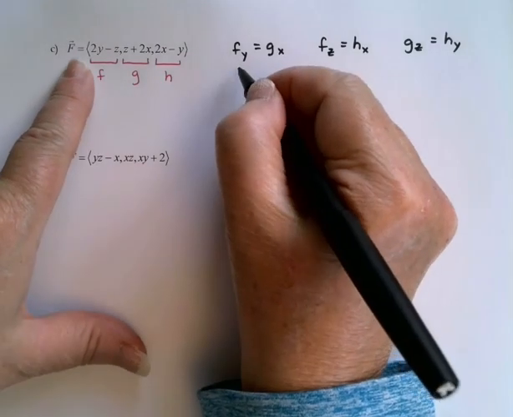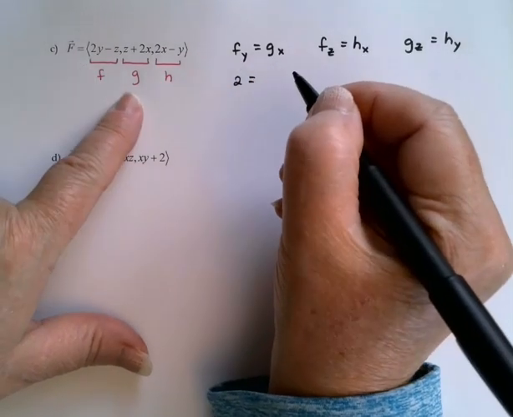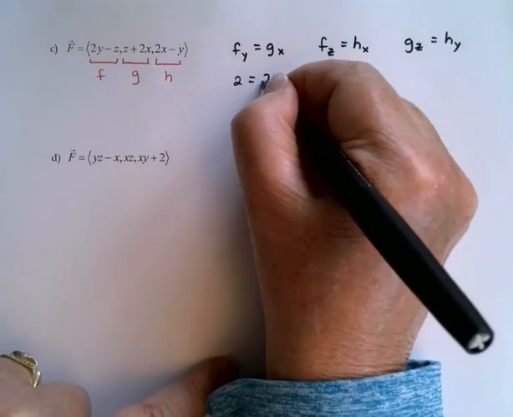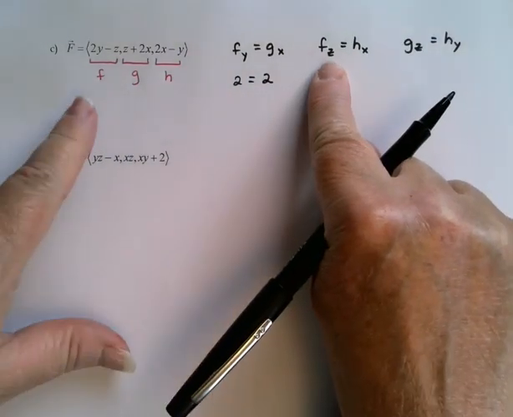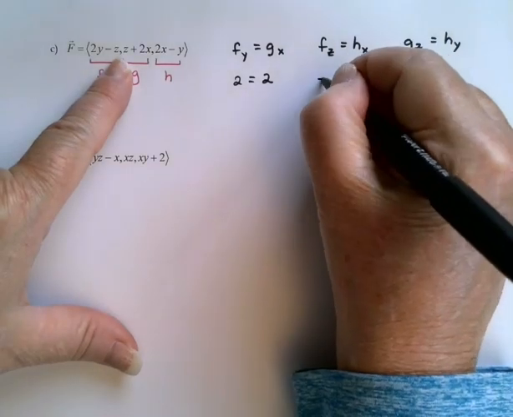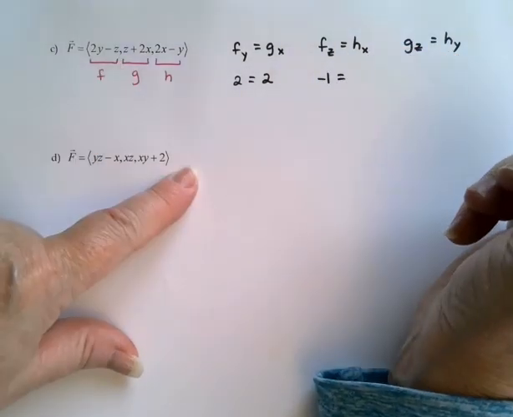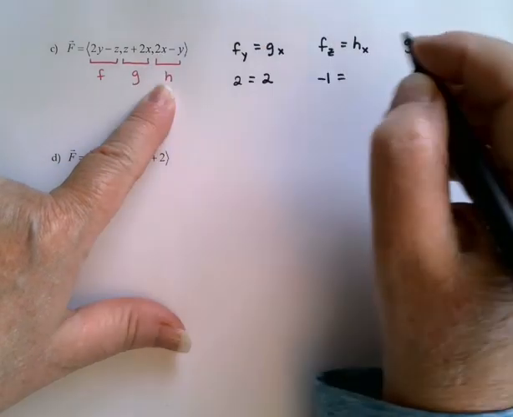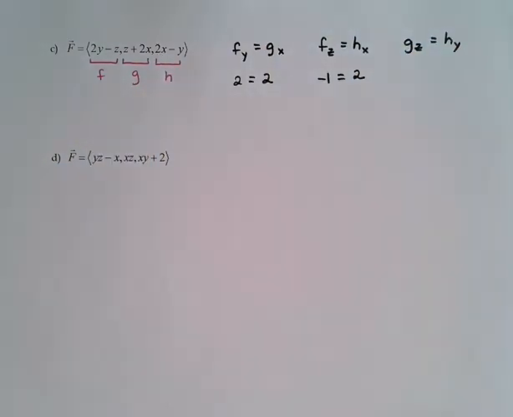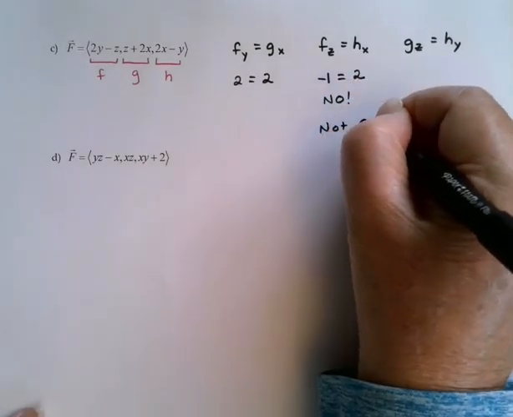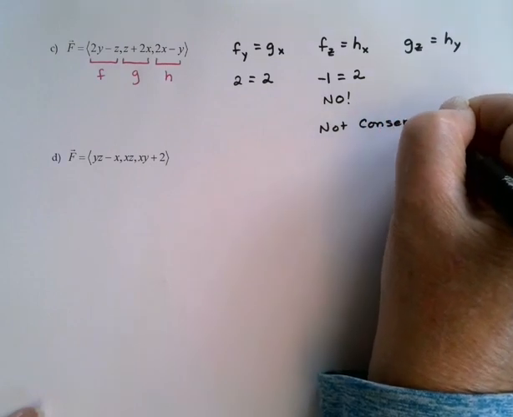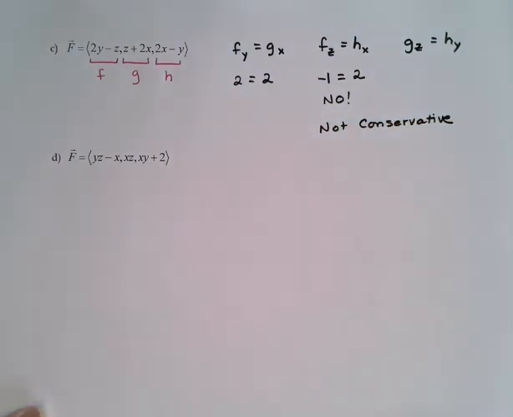And f with respect to y is 2. G with respect to x is also 2. So far, so good. F sub z, that's going to be -1, must equal h sub x, but that's 2. And already I know it's not going to work. I don't have to even bother checking the last one. This is not conservative. Not conservative, no need to try to find a potential function.